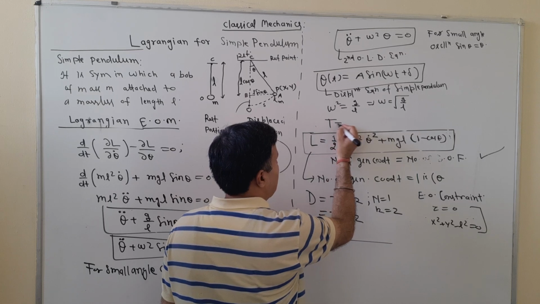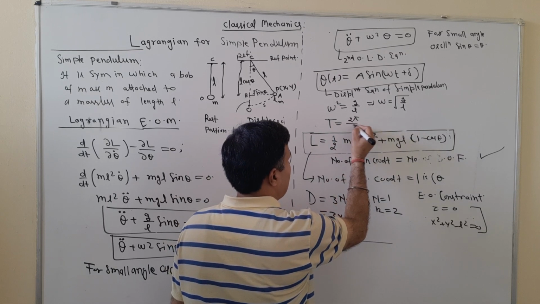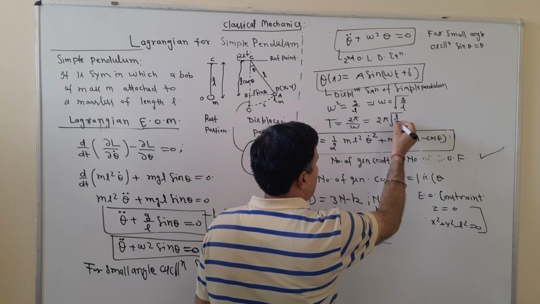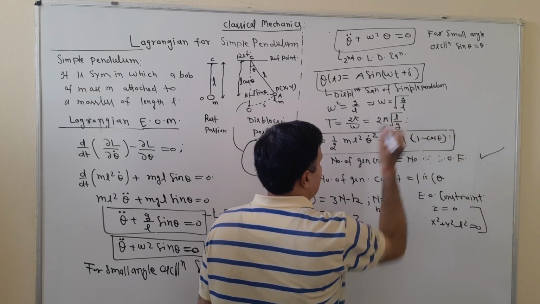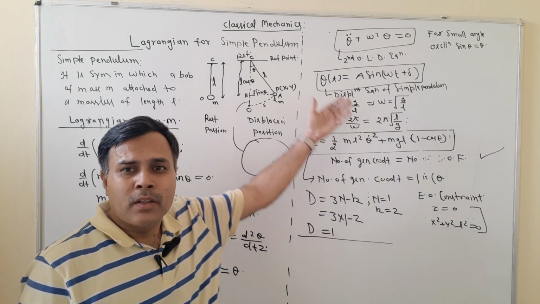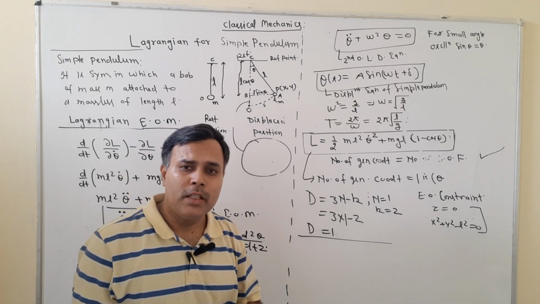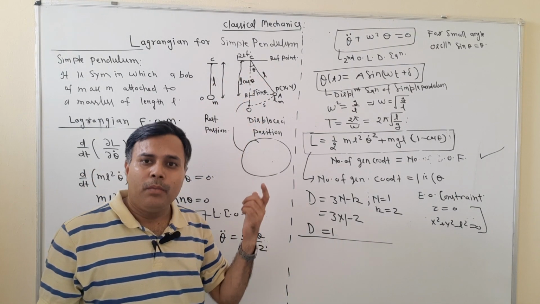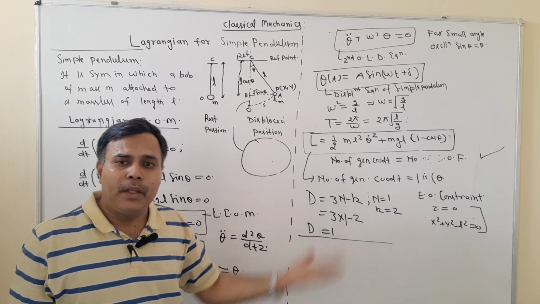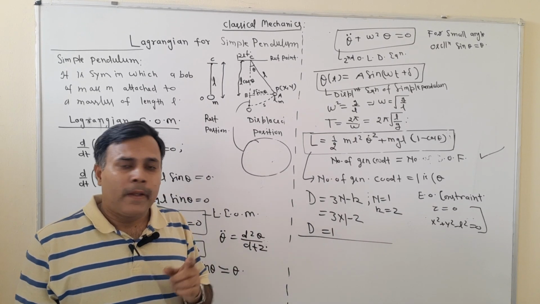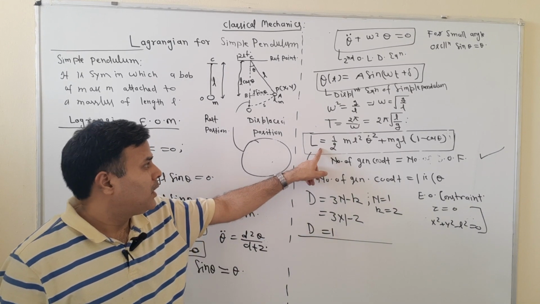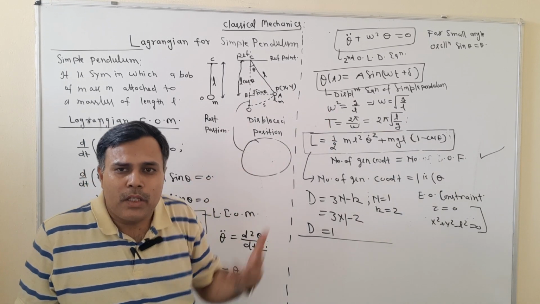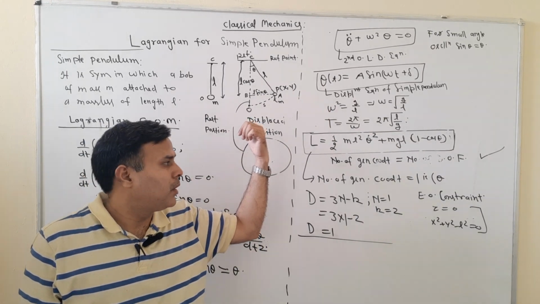And what is our time period? 2 pi by omega, which is 2 pi under root L by g. So in case of the simple pendulum, these are the mechanical parameters. Once we have a Lagrangian, then we can predict each and everything about any physical system, not only this simple pendulum.